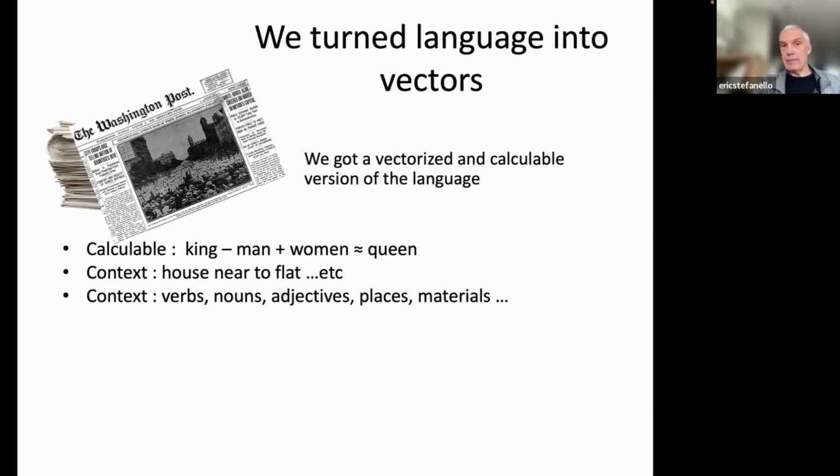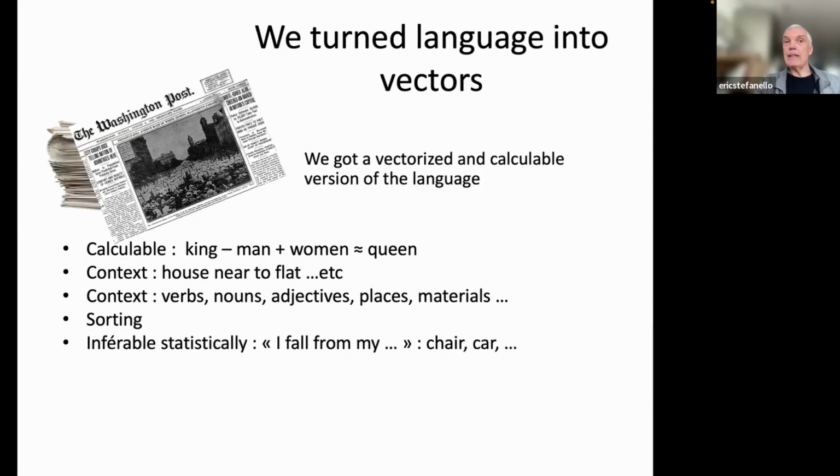We also have the context of verbs, nouns, adjectives, and so on. You can do some sorting on those vectors very easily, and this is very important. Then you can infer statistically what could be, or what will be, the next word in a phrase. If I have "I fall from my", so that these are 4 vectors, then the machine can very easily infer that after "I fall from my", it might come chair, car, tree, and so on, but it will not be "I fall from my Baba Rum", for instance.